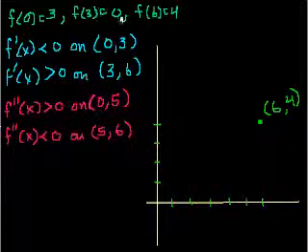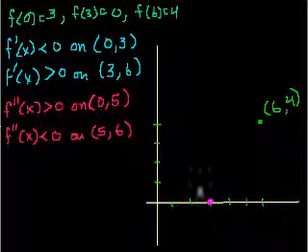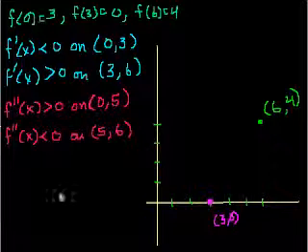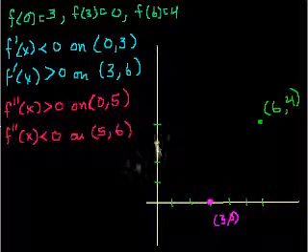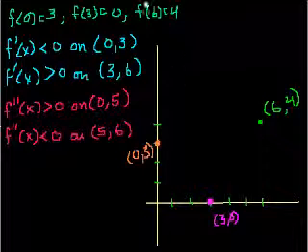And let's see, 3, 0. So that's 1, 2, 3. That point right there is 3, 0. I got that from this information. And then we have the point 0, 3. 0, 1, 2, 3. So this is 0, 3. Those are definitely points on the function. That's what this tells us.